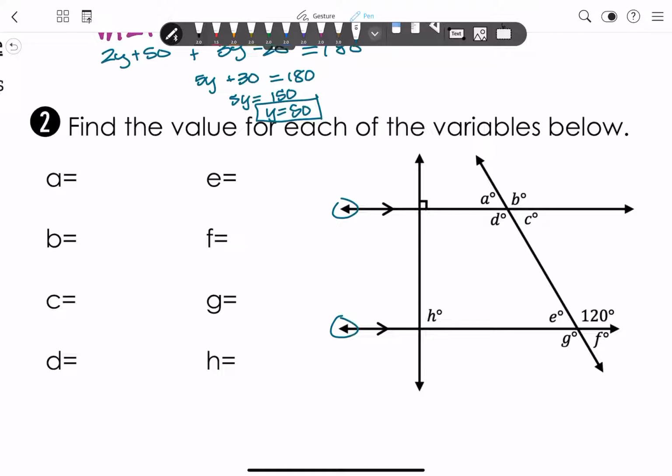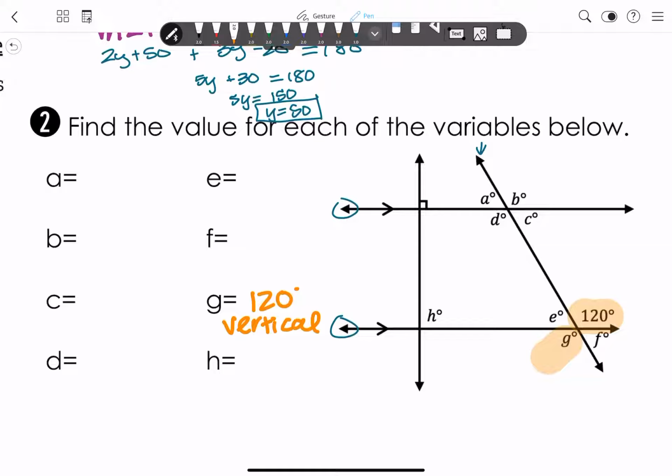Okay, so we've got one transversal here. Let's focus on that one first. And let's look at the relationships we have with this 120. It is vertical with G, so we know that it's going to be 120 degrees because both of those lines are parallel, so therefore they are congruent. And we're going to write vertical.